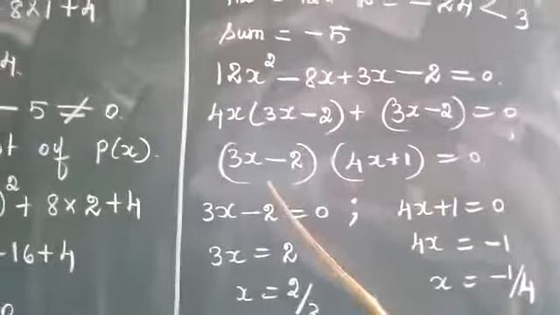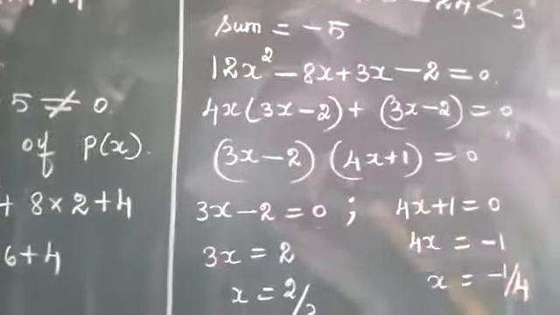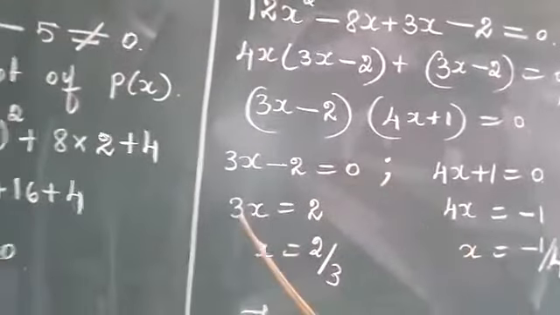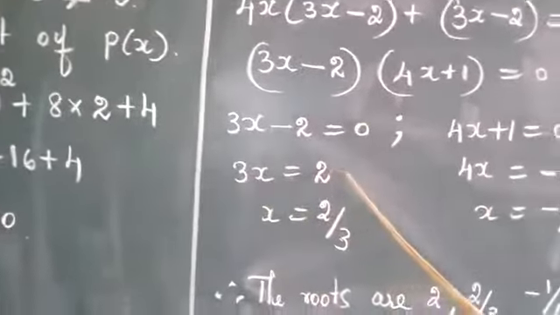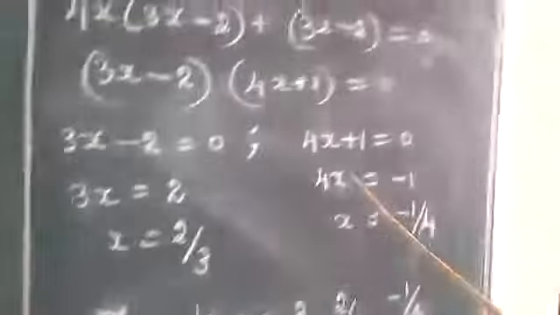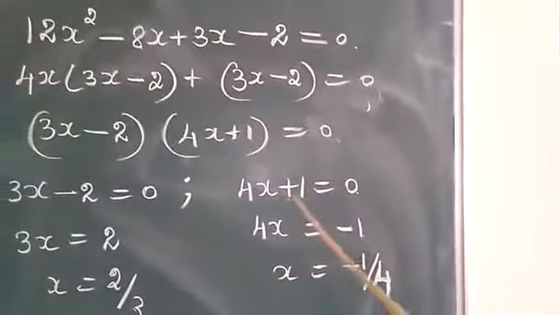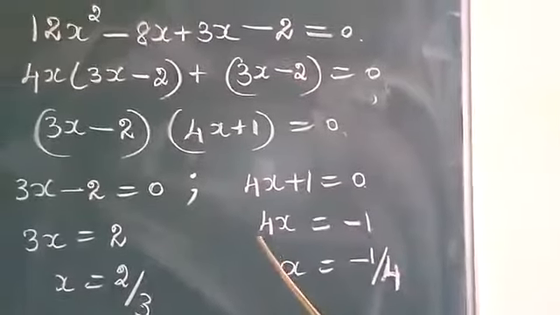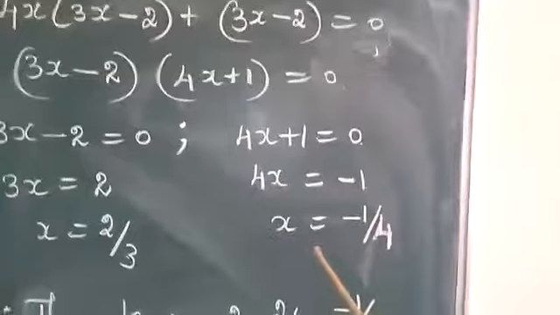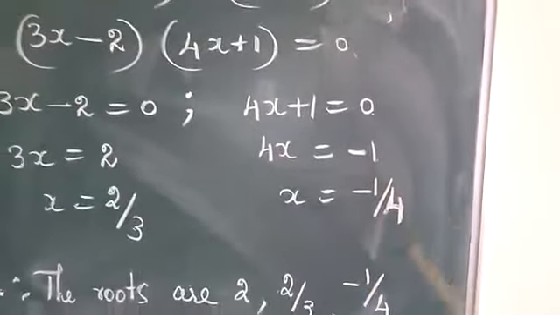Now we are going to equate each factor with 0. 3x minus 2 is equal to 0. From here we are getting 3x is equal to 2, so x equal to 2 by 3. Then another factor, 4x plus 1 is equal to 0. Therefore, 4x is equal to minus 1, x is equal to minus 1 by 4.